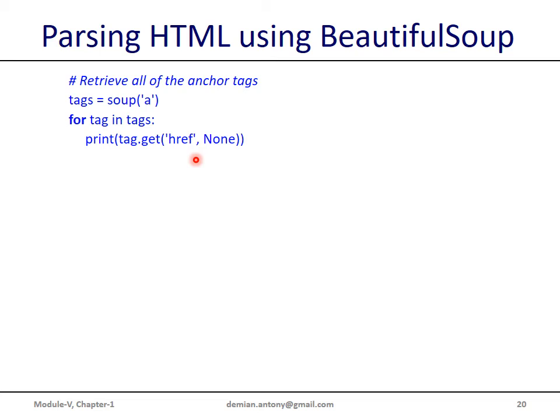For example, if you want to get all the images with the source, what you have to do is, here you have to write the img image tag, then all the imgs tag dot get src source. You will get all the image links that are present in a web page.